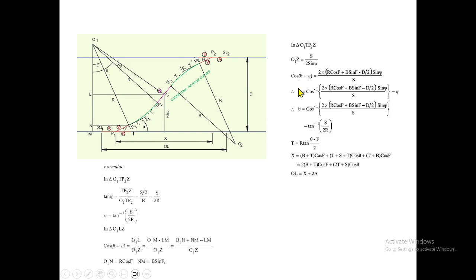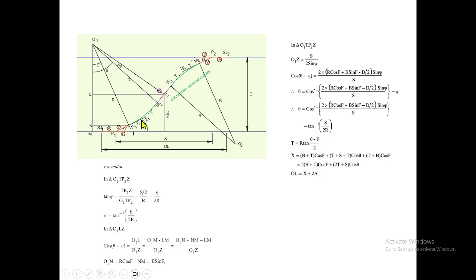Then from here we find out that theta equals cos inverse of this much, bringing the psi to the other side. Finally we got this equation for theta. Once we know theta, we can find out the angle subtended at the center. That will be equal to theta minus f. This theta minus f will be your deflection angle.